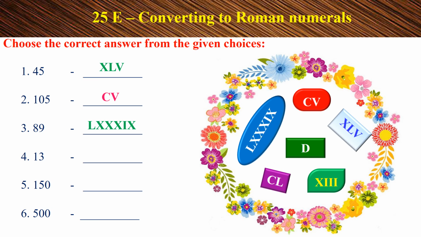Fourth one is 13. Here is the correct Roman numeral for 13, which is XIII. Fifth one is 150. Which is the correct Roman numeral for 150? Yes, of course, it is CL. Last one is 500. It is very easy. Which is D. D is equal to 500.